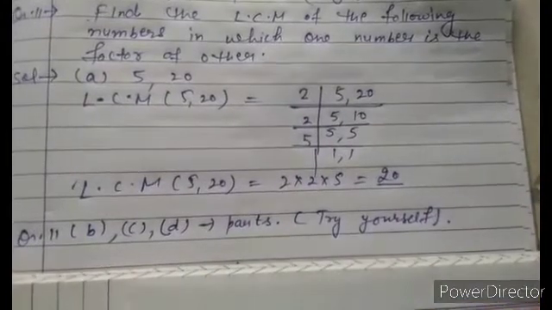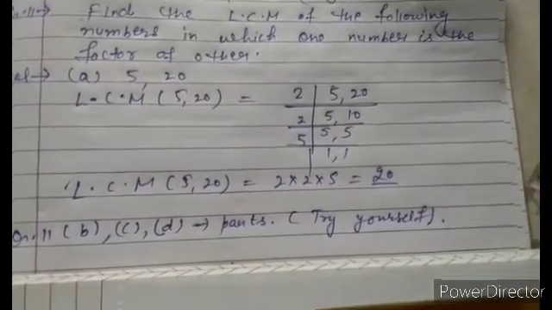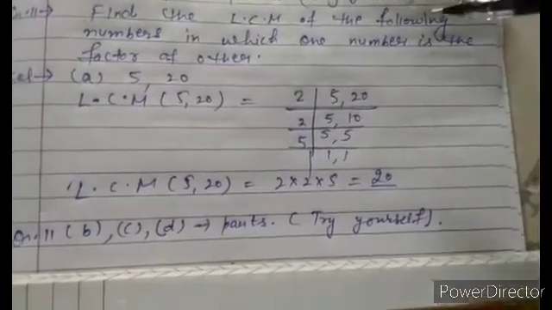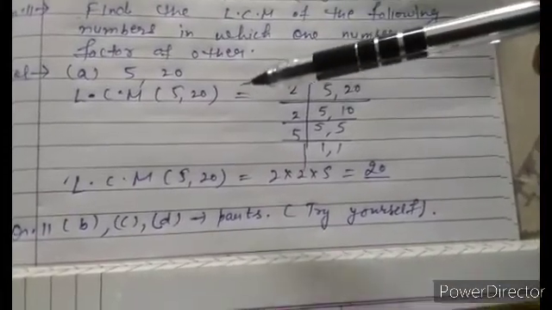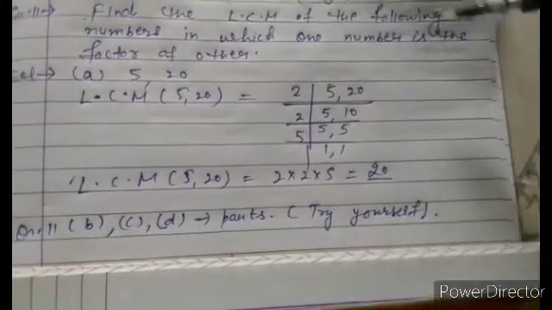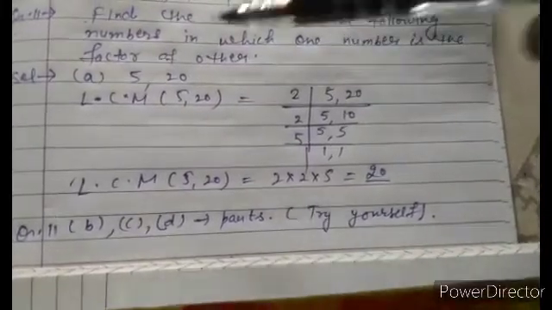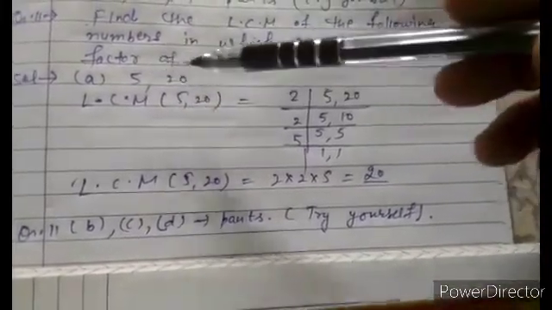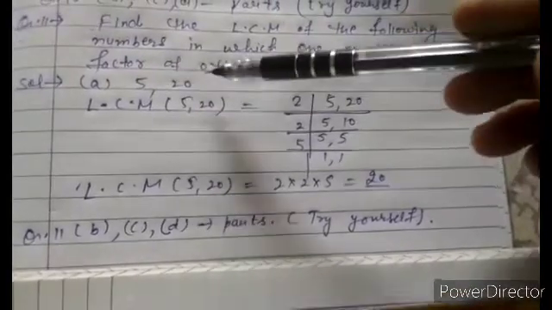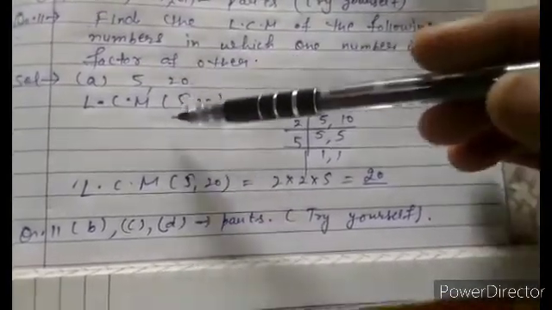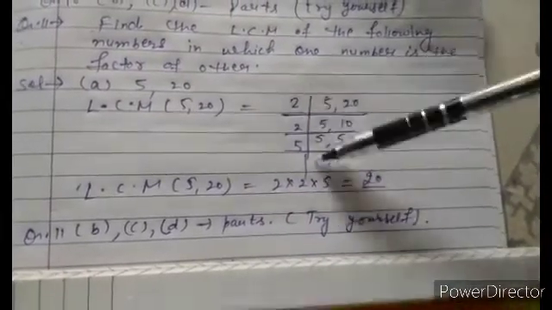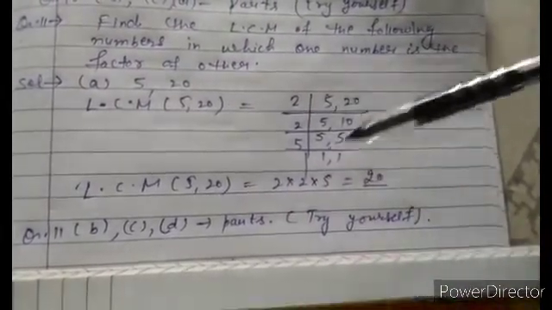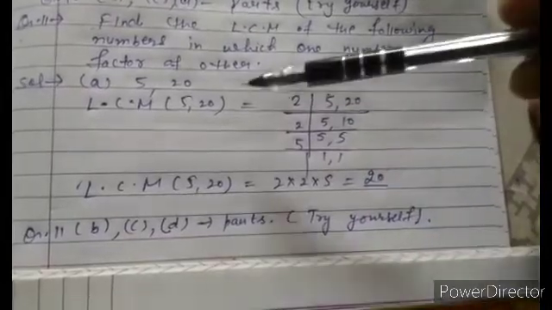NCERT 6th class math, exercise 3.7, question number 11. Find out the LCM of the following numbers. Here numbers are mentioned, we have to find the LCM, and one number is a factor of the other. So A part, here 5 is a factor of 20, so one number is a factor of the other. So we need to find the LCM of 5 and 20. Here you can see the LCM is taken out of 5 and 20. So the LCM will be 20, the number itself.